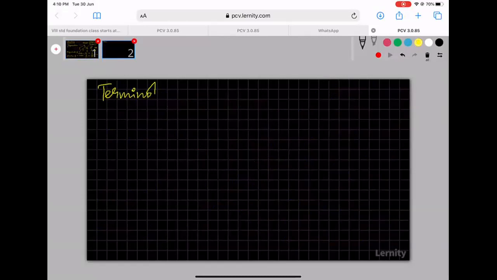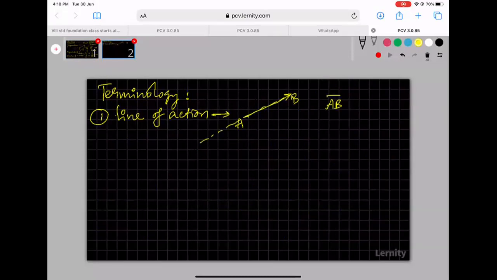Terminology of vectors. First one, line of action of a vector. When you draw a vector AB bar, let us say, the line of action of the vector is nothing but the line along which the vector is present. It's a line, so clearly you don't assign any direction to a line. A line has no direction, or it has two directions, you could say. You don't worry about the direction of a line, but line of action of a vector is basically this long line that contains the vector. Understood? That is the line of action of a vector.